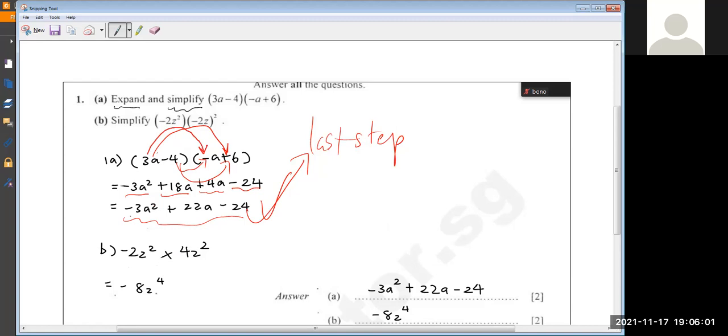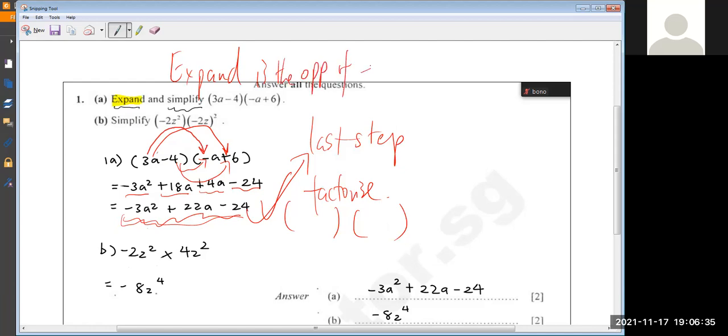Why? Because I don't see any opportunity for you to simplify further. Bear in mind there are a lot of students who, after doing all this, still go and do the factorization again. There's no need to do factorization because the question here says expansion. So if the question says expand and simplify, you are not going to factorize again. The reason is expand is the opposite of factorize. Please bear in mind.